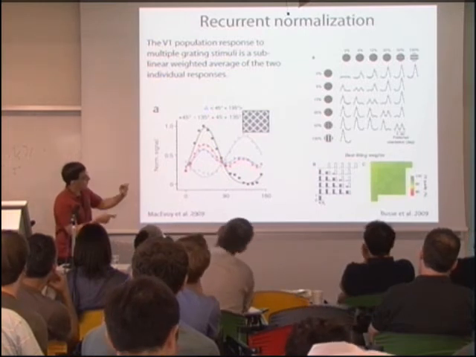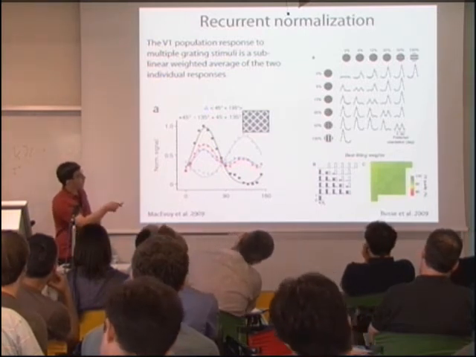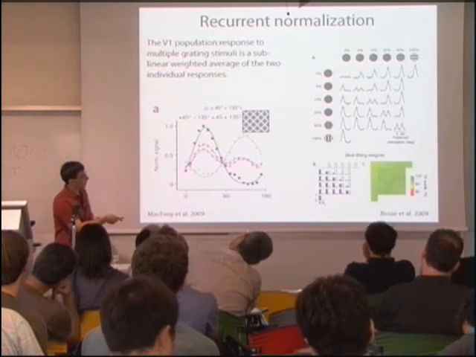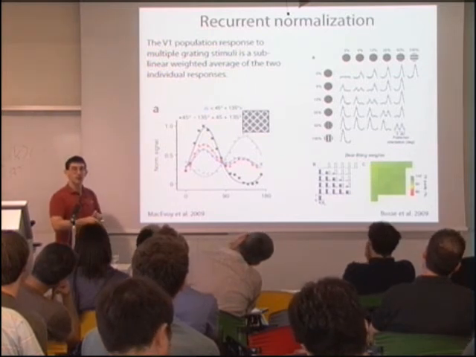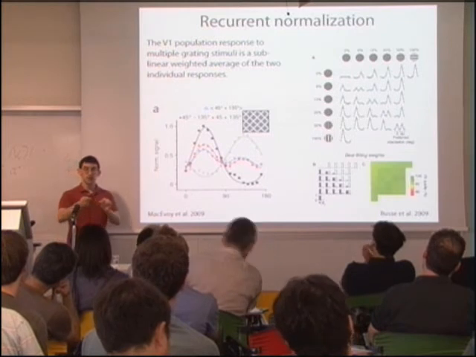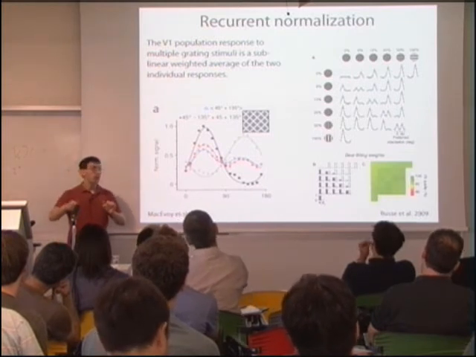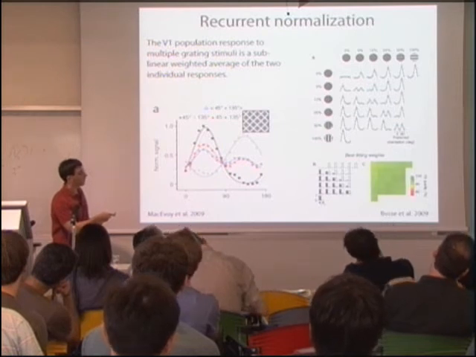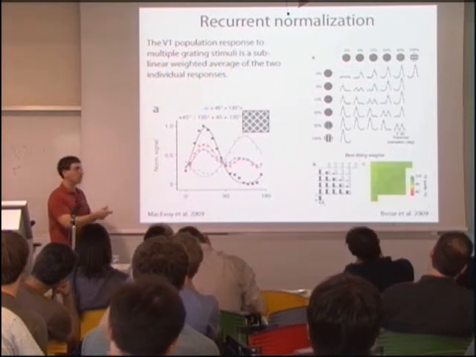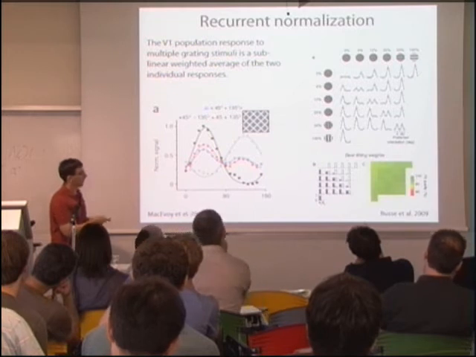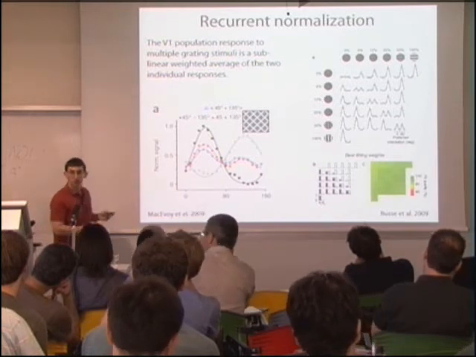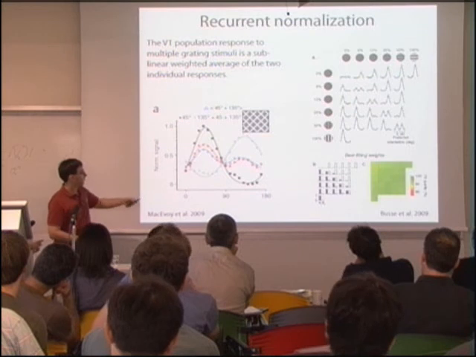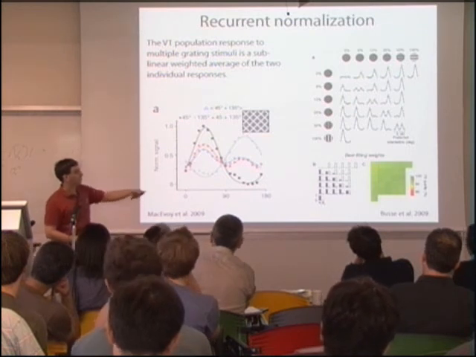Important in this paper, they also show that as you vary the contrast between these two stimuli, you get what they characterize as a winner-take-all effect. As the contrasts of the two stimuli become different, your response to the greater contrast stimulus basically wins, it takes all. So you can ignore the response to the low contrast stimulus. So here's optical imaging here. Here is extracellular recording.